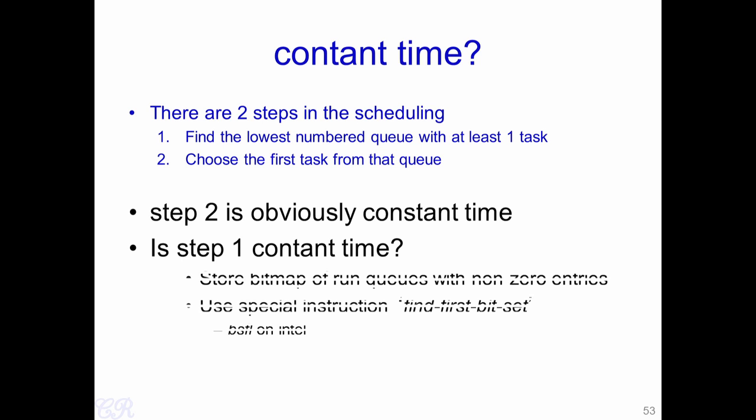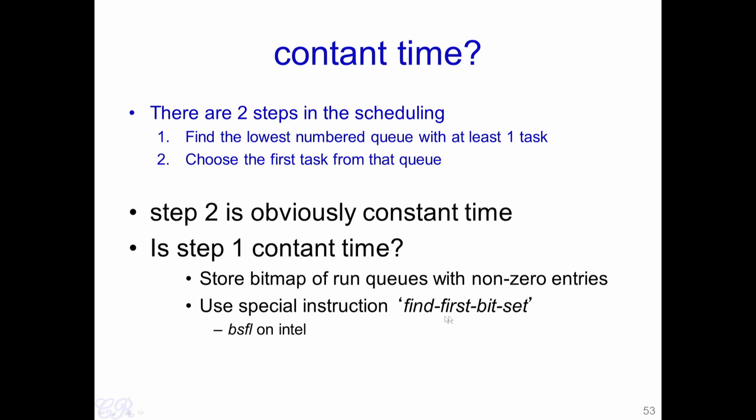In order to do this, the Linux scheduler makes use of two things. The first is a bitmap. This is a 40-bit bitmap which stores the run queues with non-zero entities. Essentially, this bitmap stores 0 for a class which is empty, and it stores 1 for a class which has non-zero entities.